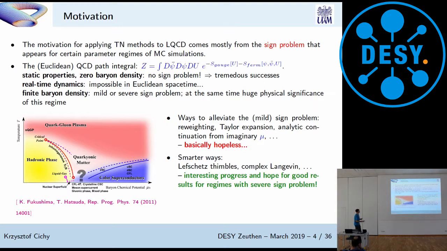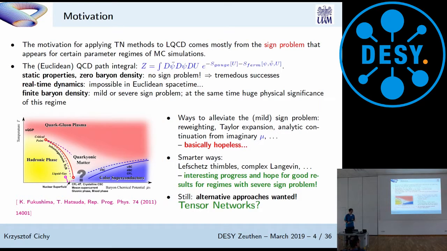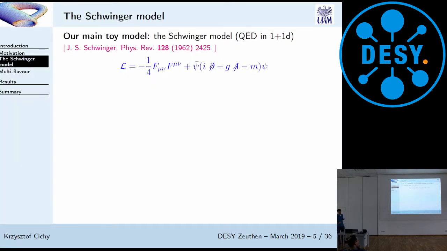There are also some other methods, so there are more methods, and depending on your worldview, you could put them as smarter ways, or you can put them in the hopeless ways. So I will not comment on this. So still, definitely, some alternative approaches are needed, and one of these alternative approaches is definitely tensor networks, and this is what we wanted to explore in this project.